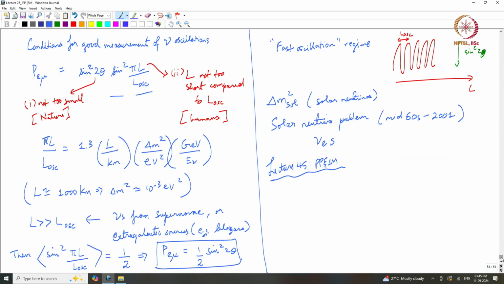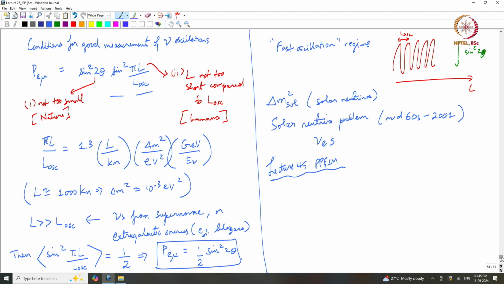And further we summarized the conditions for good measurements of neutrino oscillations. Of course we do not have any handle on the theta, which is given by nature, that is the mixing angle in the Lagrangian, in particular from the PMNS matrix. But the baseline is in your hands. You do not want to choose your baseline too small compared to the oscillation length, and indeed when we did the conversions, we saw that 1000 kilometers was good for 10 power minus 3 electron volt squared of delta m squared.